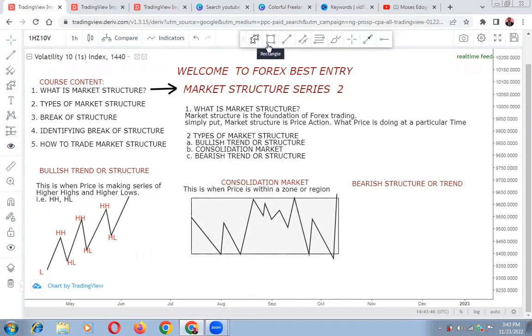This is the foundation, market structure. If you miss this, I've said it over and over again, you don't have any business in the trading environment.